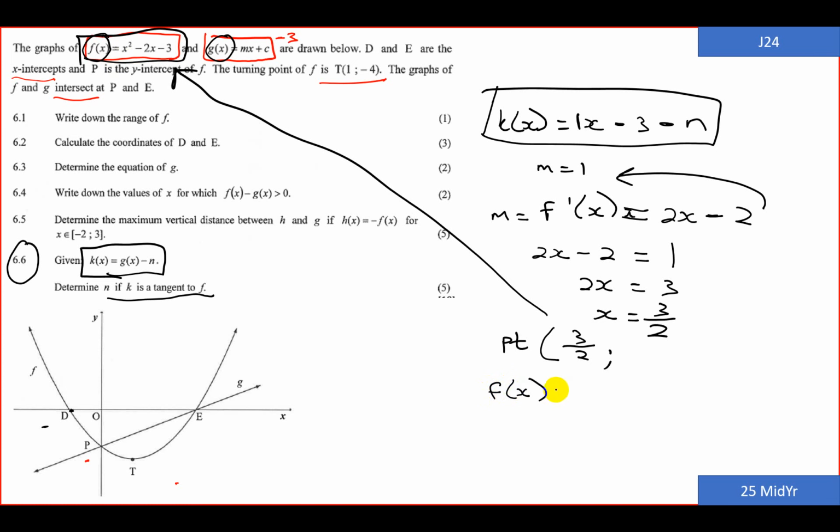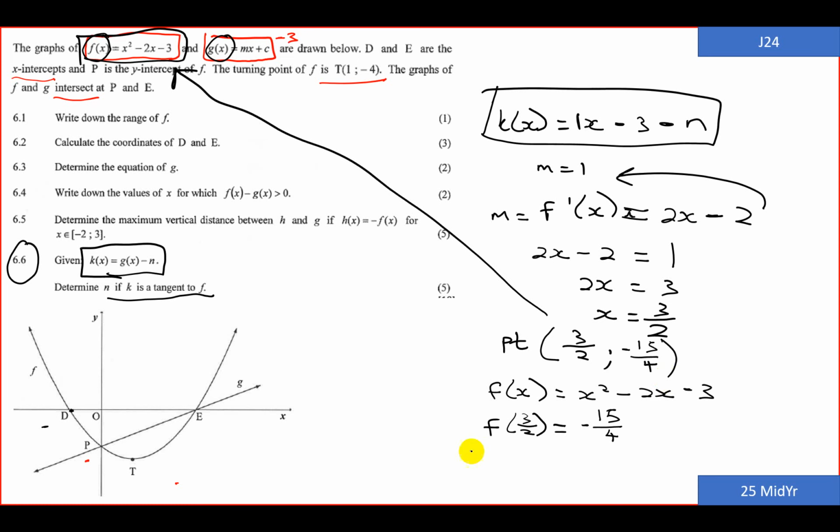I'm just going to write that down for you, f of x is equal to x squared minus 2x minus 3. And using your calculator, you're going to put in f of 3 over 2. And if you actually work that out, the calculator will give you minus 15 over 4, which could be minus 3.75. So we know that the point of contact is 3 over 2, minus 15 over 4. That's the point where the tangent and the parabola actually meet.